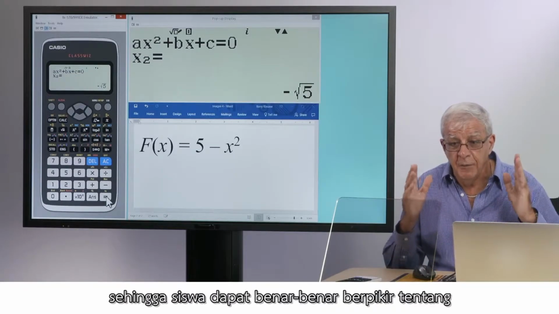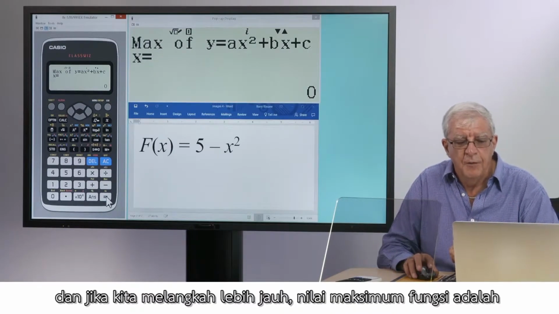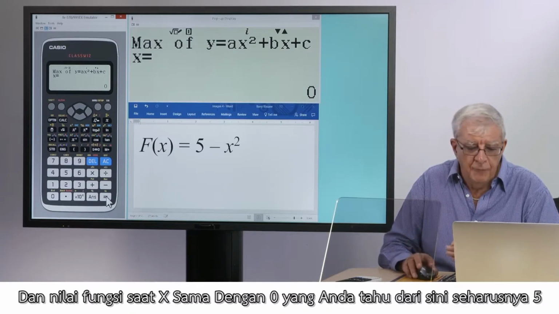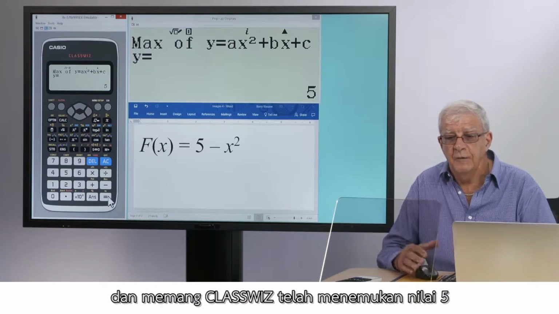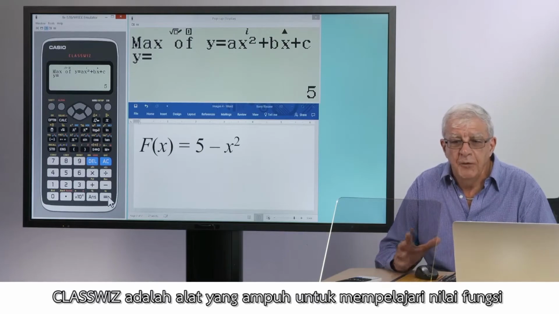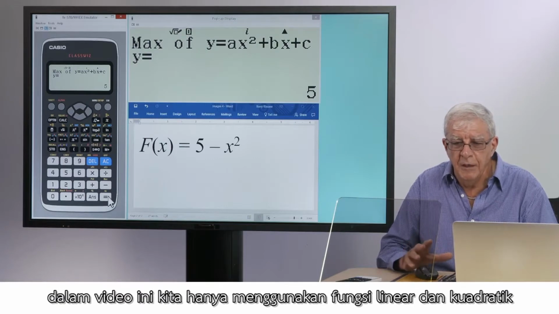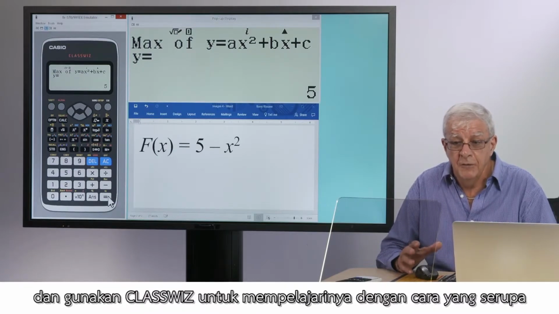So students could actually think about those, visualise them and plot them on the x-axis. And if we go further, the maximum value of the function, it's a maximum value this time, is when x is equal to 0. And the value of the function when x is equal to 0, you could tell from here, should be 5. And indeed, ClassWiz has found the value for 5. So ClassWiz is a powerful tool for exploring values of functions and understanding their properties. In this video, we've only used linear and quadratic functions, but of course students can construct values for other kinds of functions as well and use the ClassWiz to explore them in similar kinds of ways.